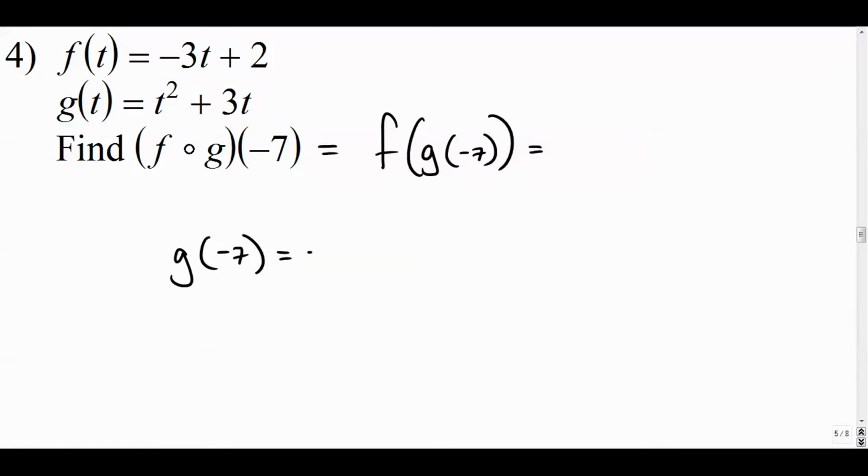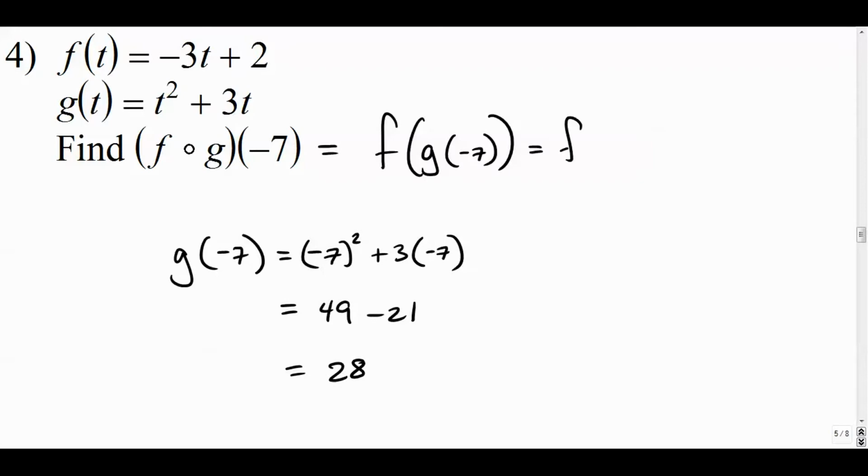So I get negative 7 squared plus 3 times negative 7. 49 minus 21, which is 28. So now I need to find f of 28. See how that works right there? g of negative 7 and 28 are identical to each other, so I just literally switch them out.